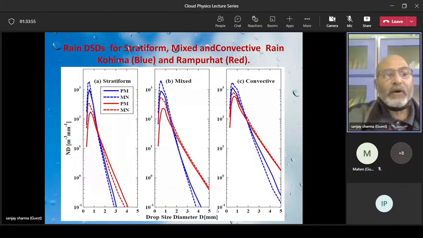And seasonally also, we see that over both stations, the drops are larger during the pre-monsoon season compared to the monsoon. So two pieces of information are very clear. Again, let me repeat: regionally, eastern India has rain precipitating systems associated with larger raindrops compared to the northeastern part of India. And seasonally, over both stations, precipitating systems during the pre-monsoon season are associated with larger drops compared to the monsoon.